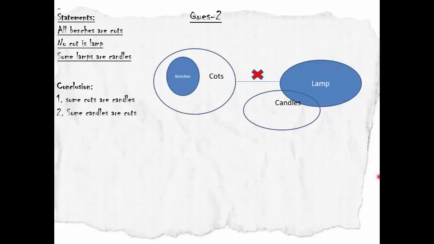So the idea is to draw the basic diagram and try to see all the possibilities with respect to these cross symbols. If there is no restriction, we have possibility. But here the question is not dealing with possibility. The question is saying it's a definite statement. Some cots are candles. Some candles are cots. These two are basically the same statements written in a reverse manner. So again, some candles need not be cots. So both the statements are false. So no conclusion in that case.